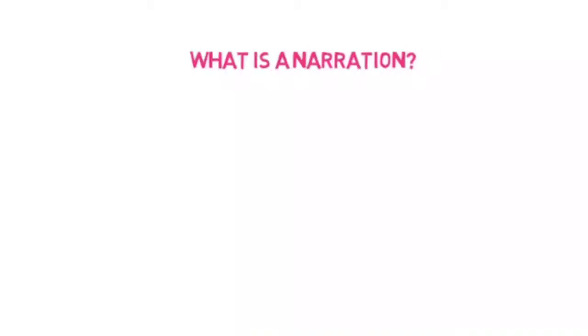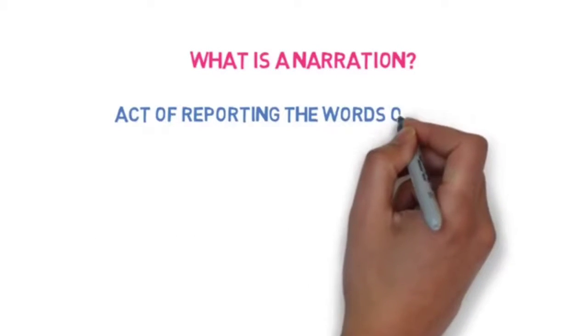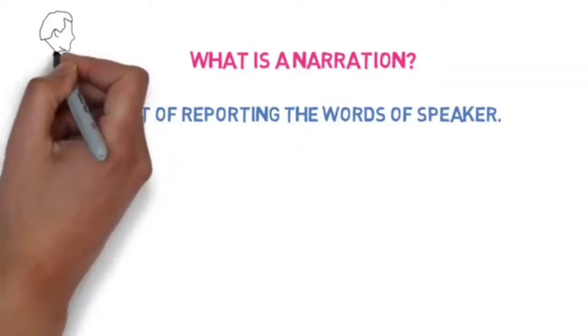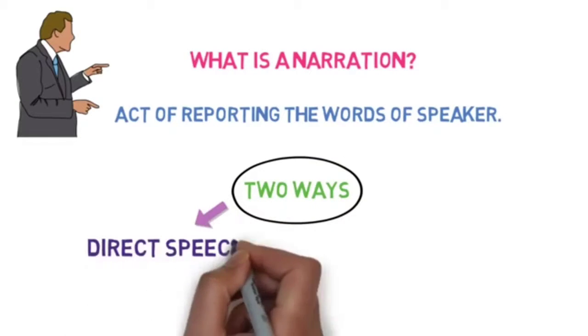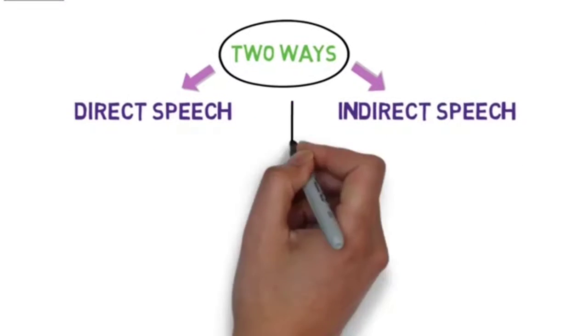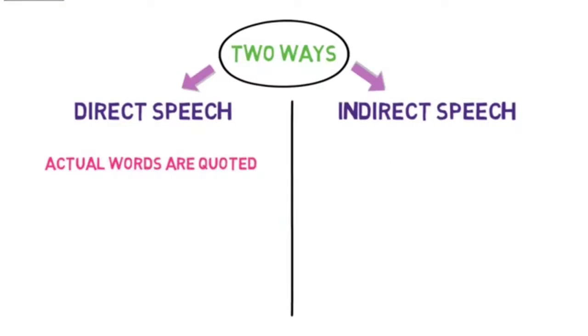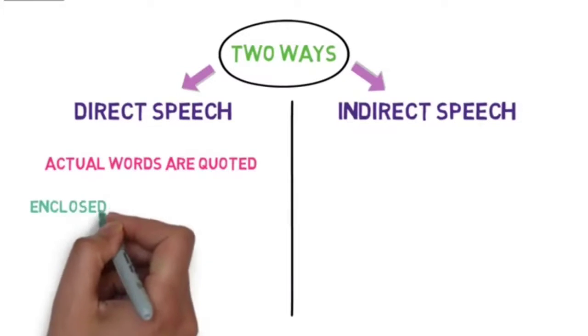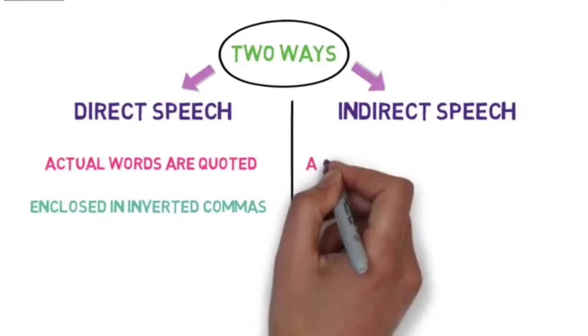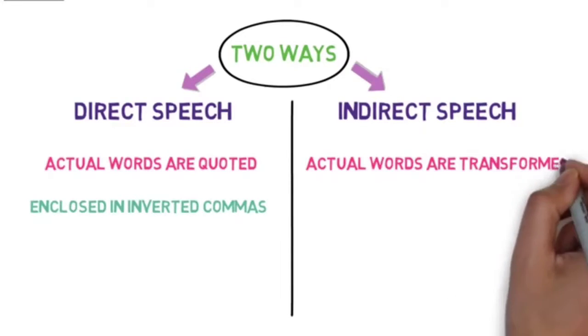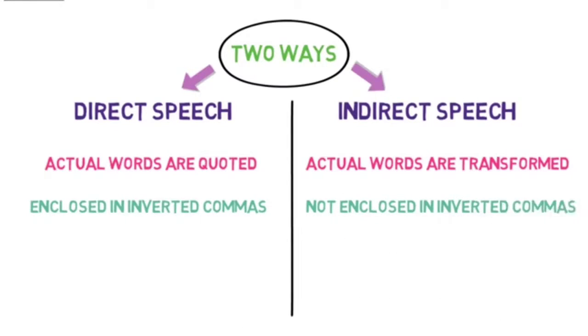Children, let's recall one more time. What is a narration? The act of reporting the words of a speaker. That is how you are representing the way a person has spoken. There are two main ways of reporting the words of a speaker. One is direct speech, another one is indirect speech. In direct speech, the actual words of the speaker are quoted as they are without any change. The actual words of the speaker are enclosed in inverted commas or quotations. In indirect speech, the actual words of the speaker are transformed and not enclosed in inverted commas. Instead, they are said and written in simple language.